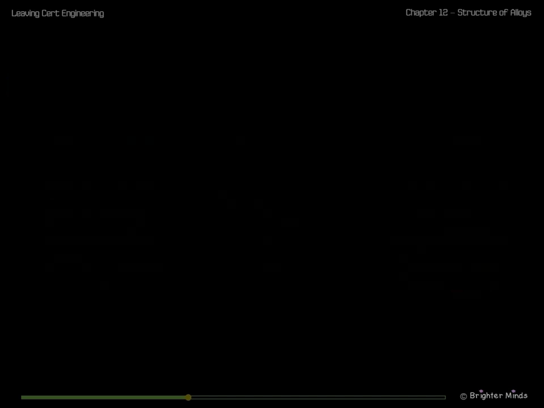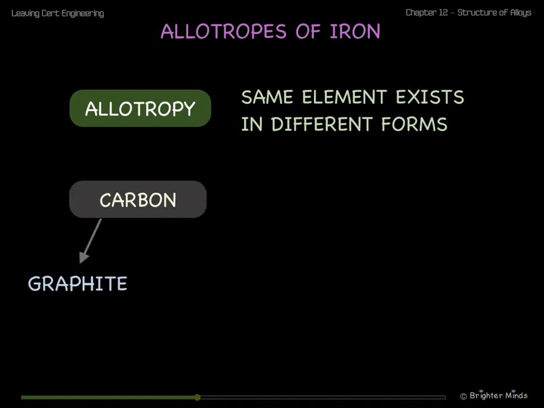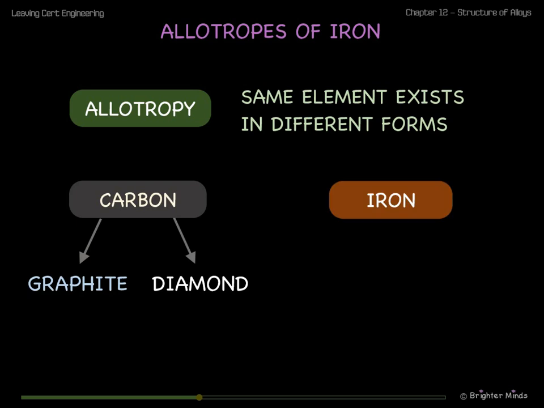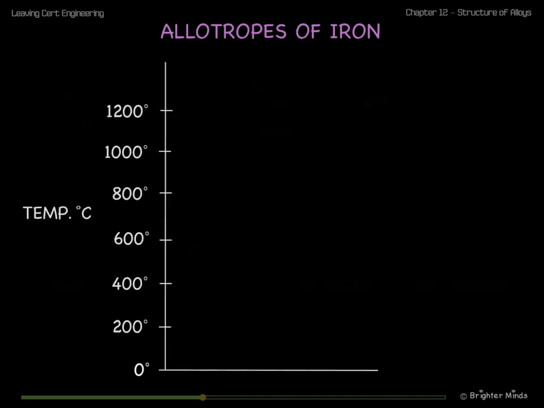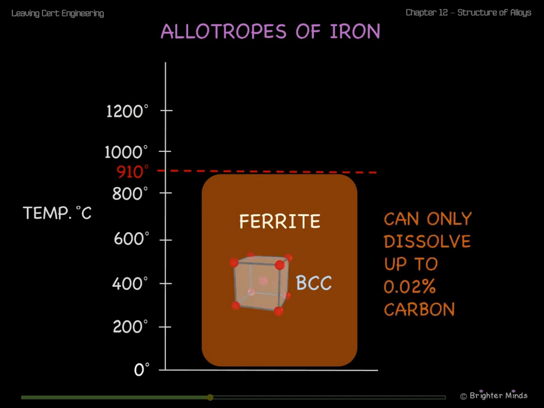To understand the structures of steel, we must first understand the allotropes of iron. Allotropy means the same element can exist in different physical forms. In the same way that carbon can exist as graphite or diamond, iron can exist as ferrite or austenite. Iron exists as ferrite at room temperature and up to 910 degrees Celsius. Ferrite has a BCC crystal structure and can only dissolve up to 0.02% carbon.